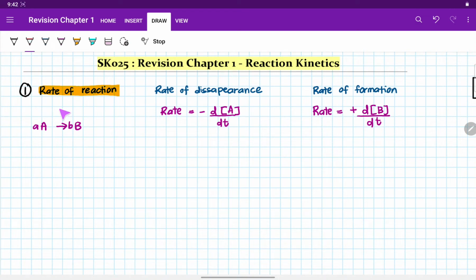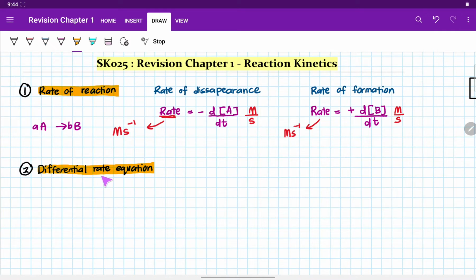Dan jangan lupa untuk unit rate of reaction, maksudnya dekat sini, since kita ada concentration dengan time. So time dekat sini tak kisah unit apa. Second, minute, hour, depends on question. So katakan dekat sini saya gunakan second. So concentration molar over second. So sama juga dekat sini, molar over second. So the unit of rate dekat sini will always be molar per second. Okay, so that's the first one. The rate of reaction.